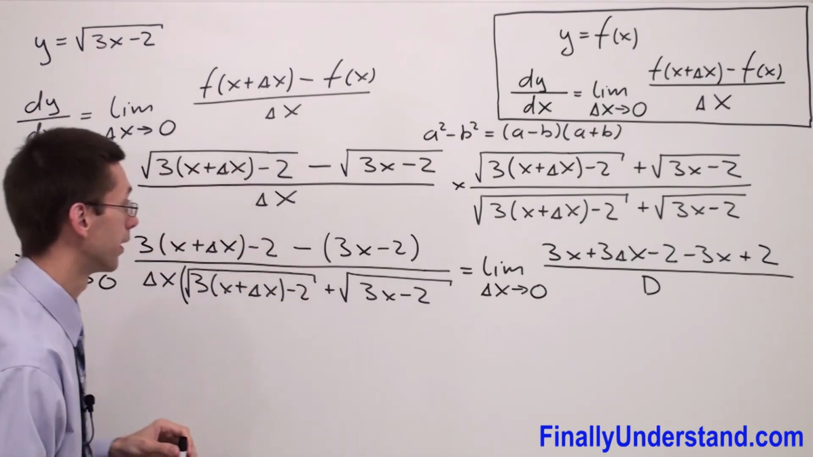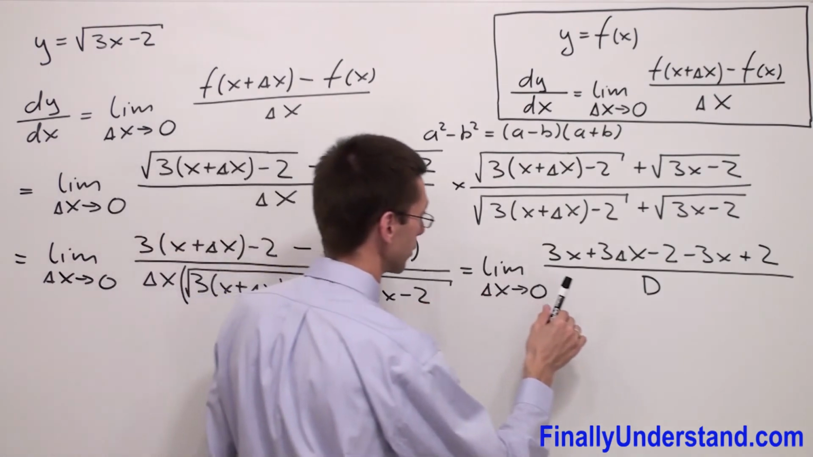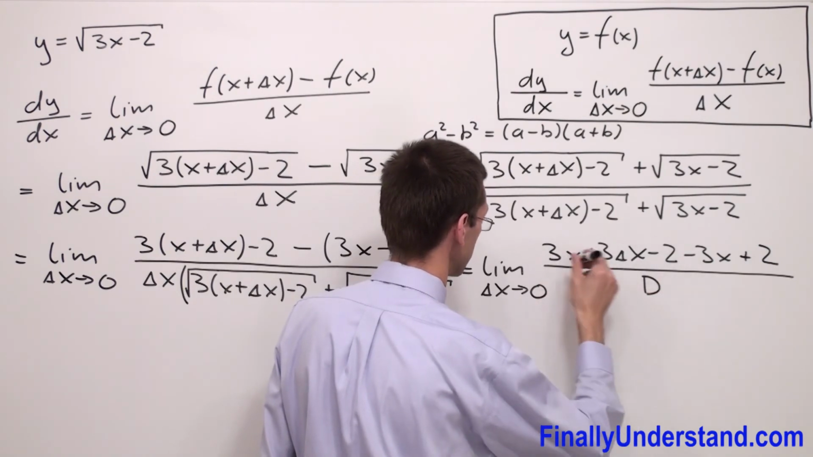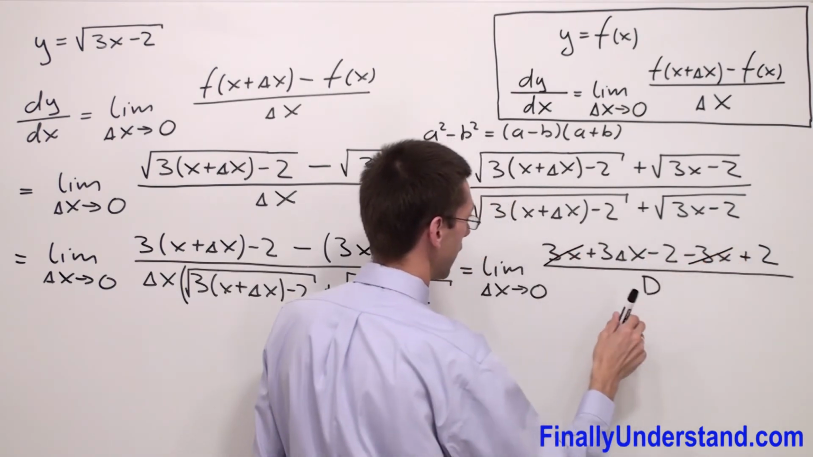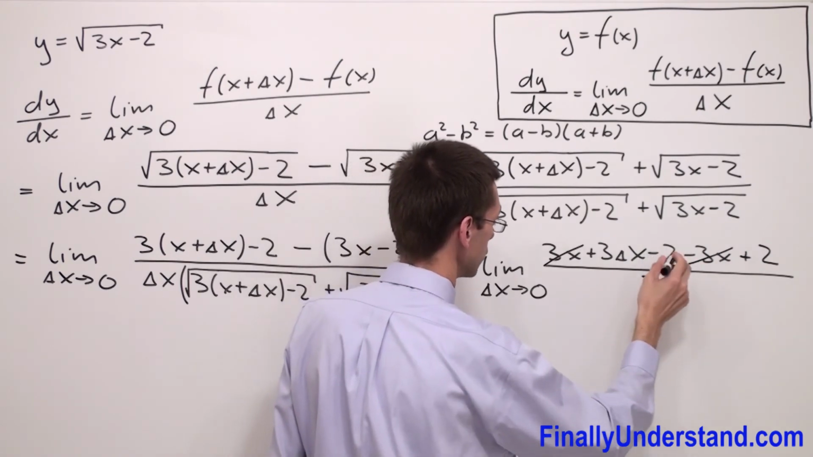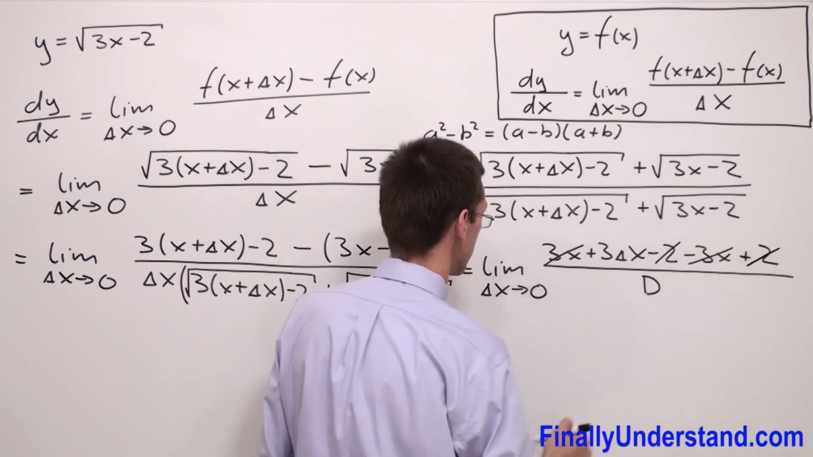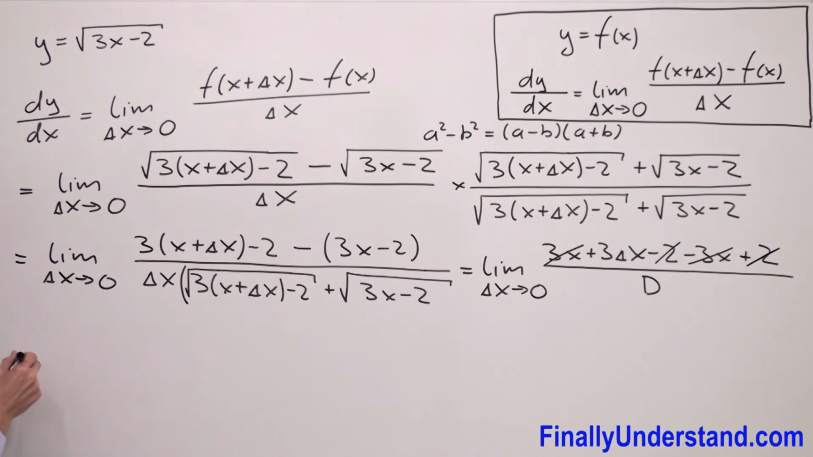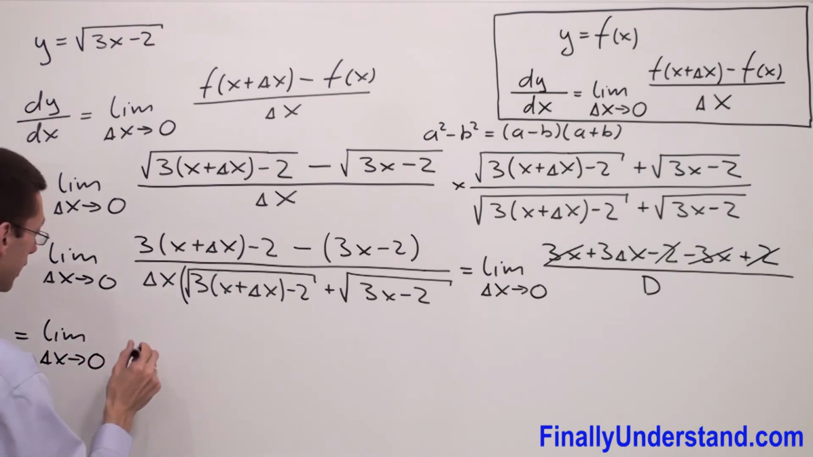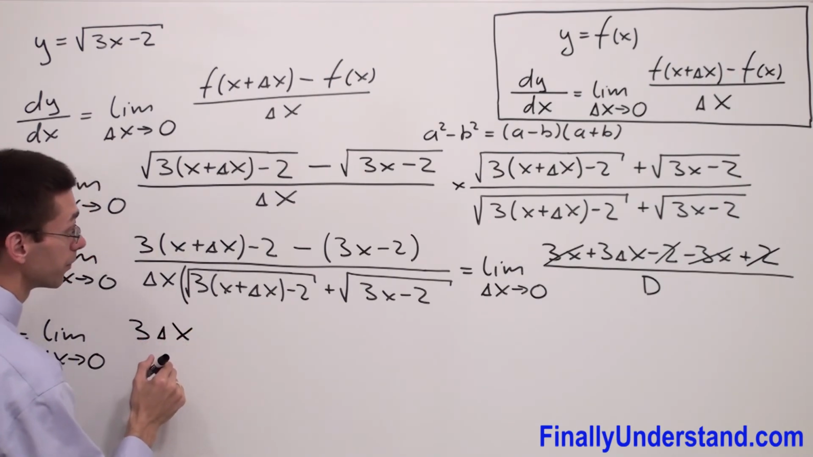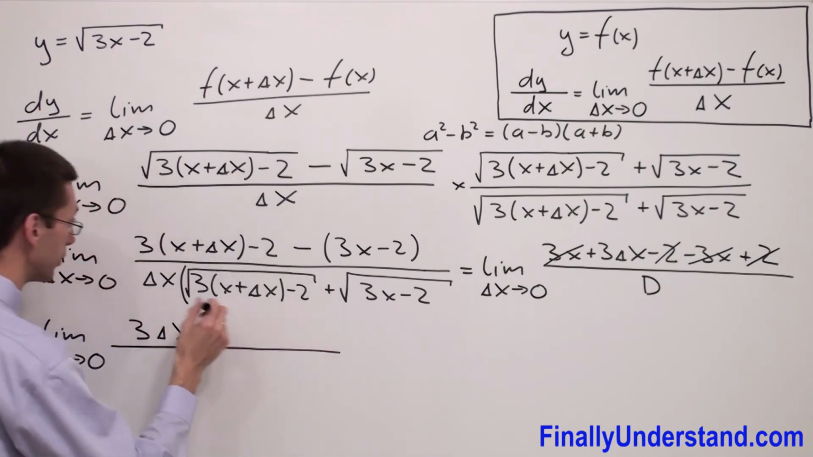Okay, so next I'm supposed to organize the numerator. So I have 3x and negative 3x. Positive and negative, they're going to subtract each other. I have negative 2 and positive 2. They're going to subtract each other, right? And let's take a look at what's left. I have the limit as delta x approaches 0, and I have 3 delta x over, let me copy down this denominator.